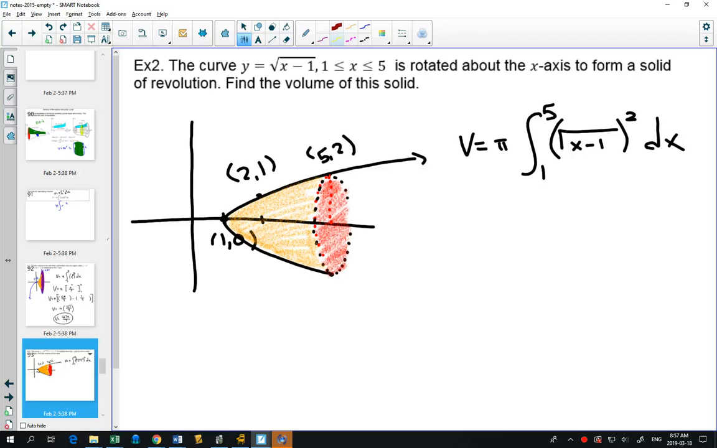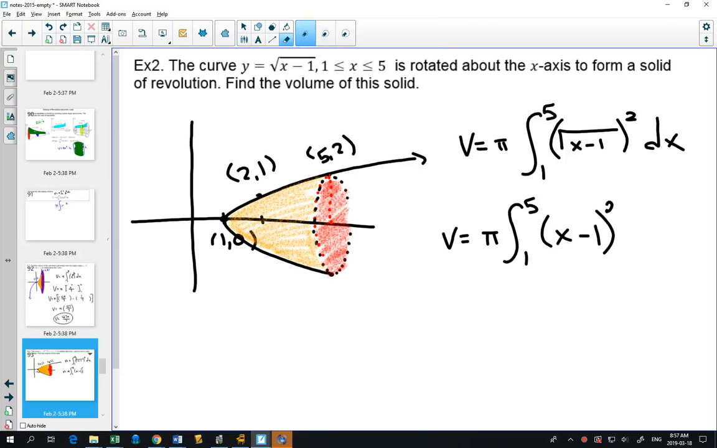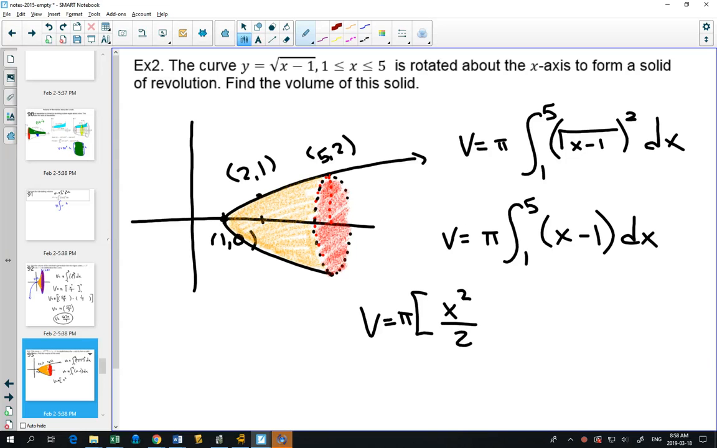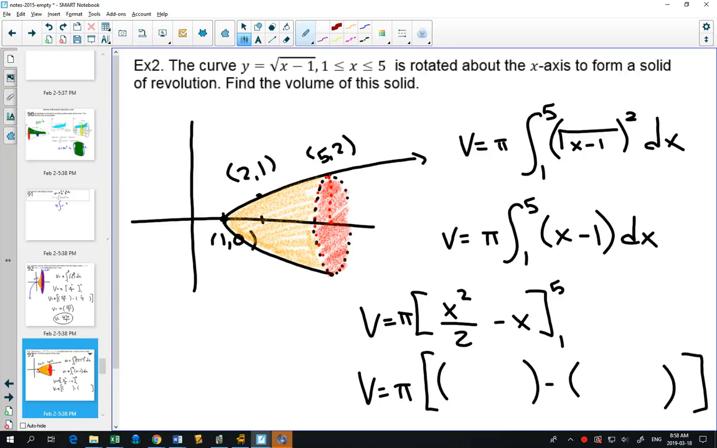What happens when you square a square root? Well, not nothing. It just goes away. Oh, the squared would be gone. Beautiful. And again, it's a really easy integral to figure out because it's going to be add 1 to the exponent, divide, going from 1 to 5. We have 1 minus the other one.